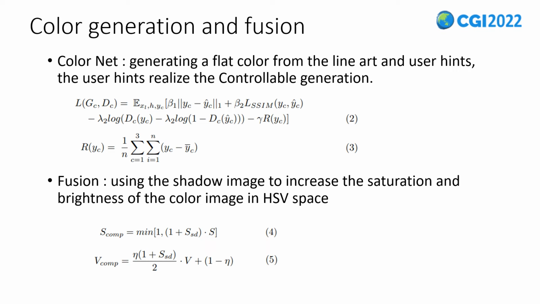We found that the shadow gives the image a 3D structure mainly by deepening the current color and increasing the saturation. Therefore, we use the shadow image to increase the saturation and the brightness of the color image. To do this, we convert the color image into HSV space. The detailed algorithm can be seen in equations 4 and 5.